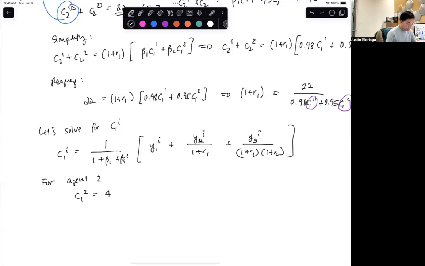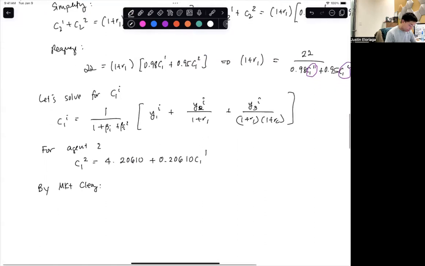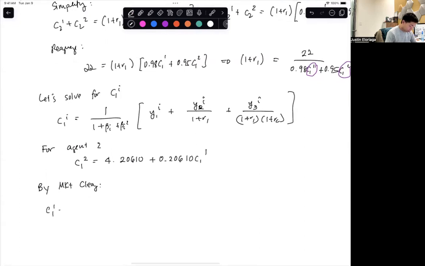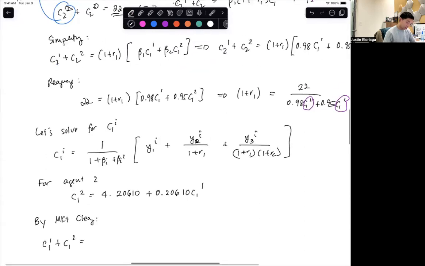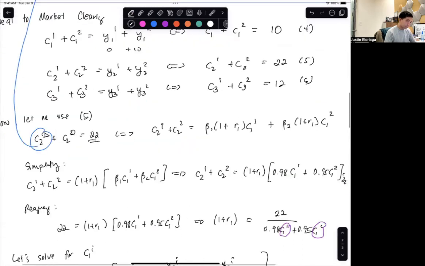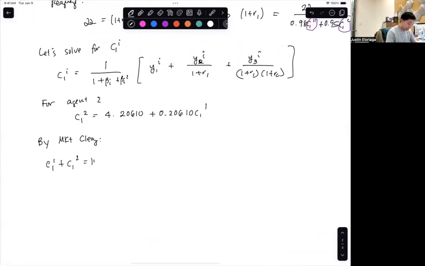And if we solve this, what we're gonna find is, well, for agent 2, C12 is 4.20610 plus 0.20610 C11, right? That's what we will get. Then, since I know that this is C12 by market clearing, I know that C11 plus C12 is equal to 10, right? So that should be equal to 10.